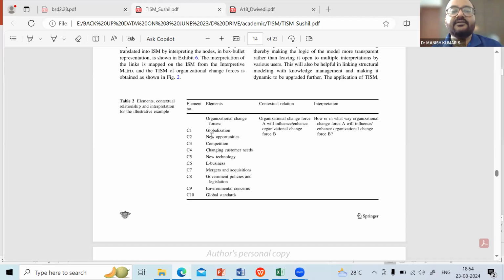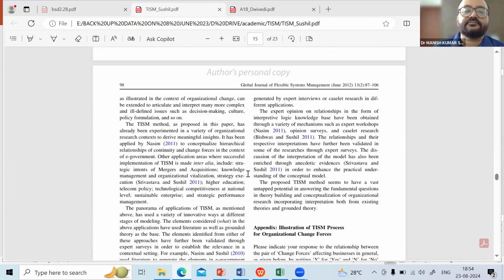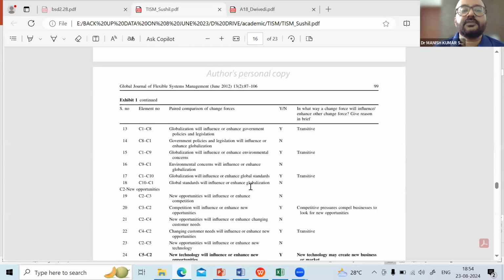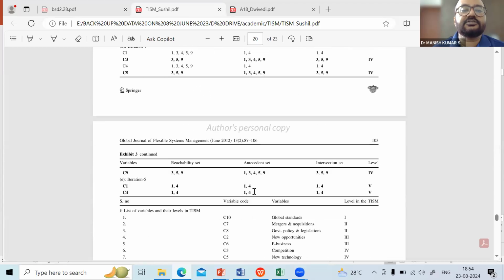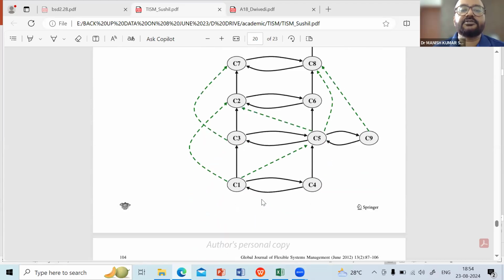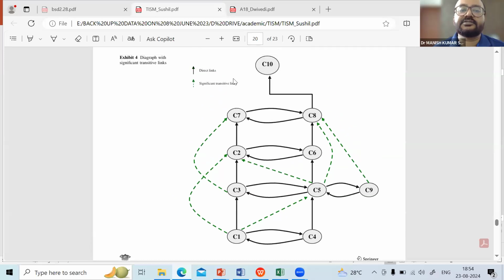what you are going to develop. There is an interrelationship among all the variables. So that interrelationship will come here. I'll show you. So this is a methodology, and I am going to explain all the methodology. This kind of interrelationship will come. That is, you can say, a result of TISM. This is TISM modeling. This type of result will come.